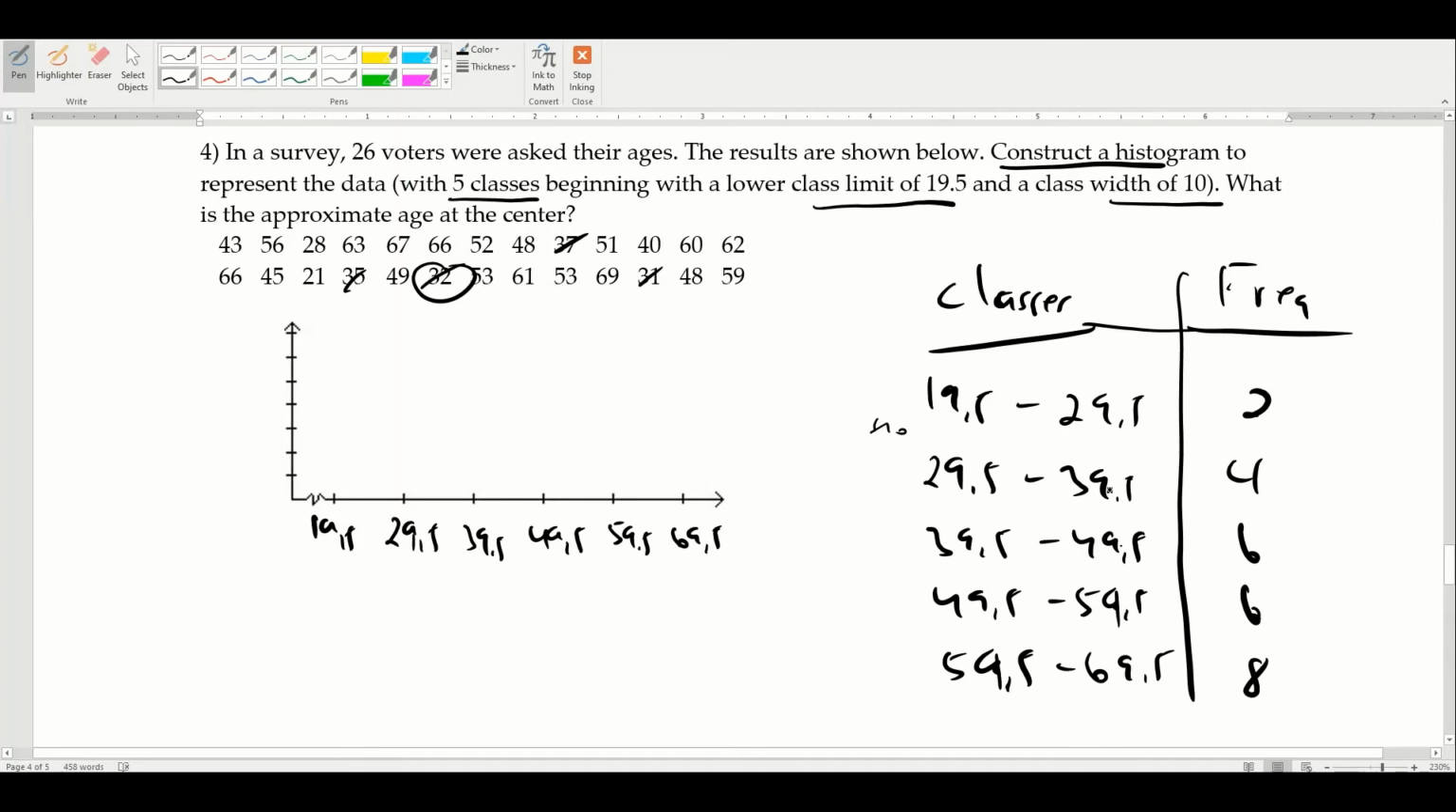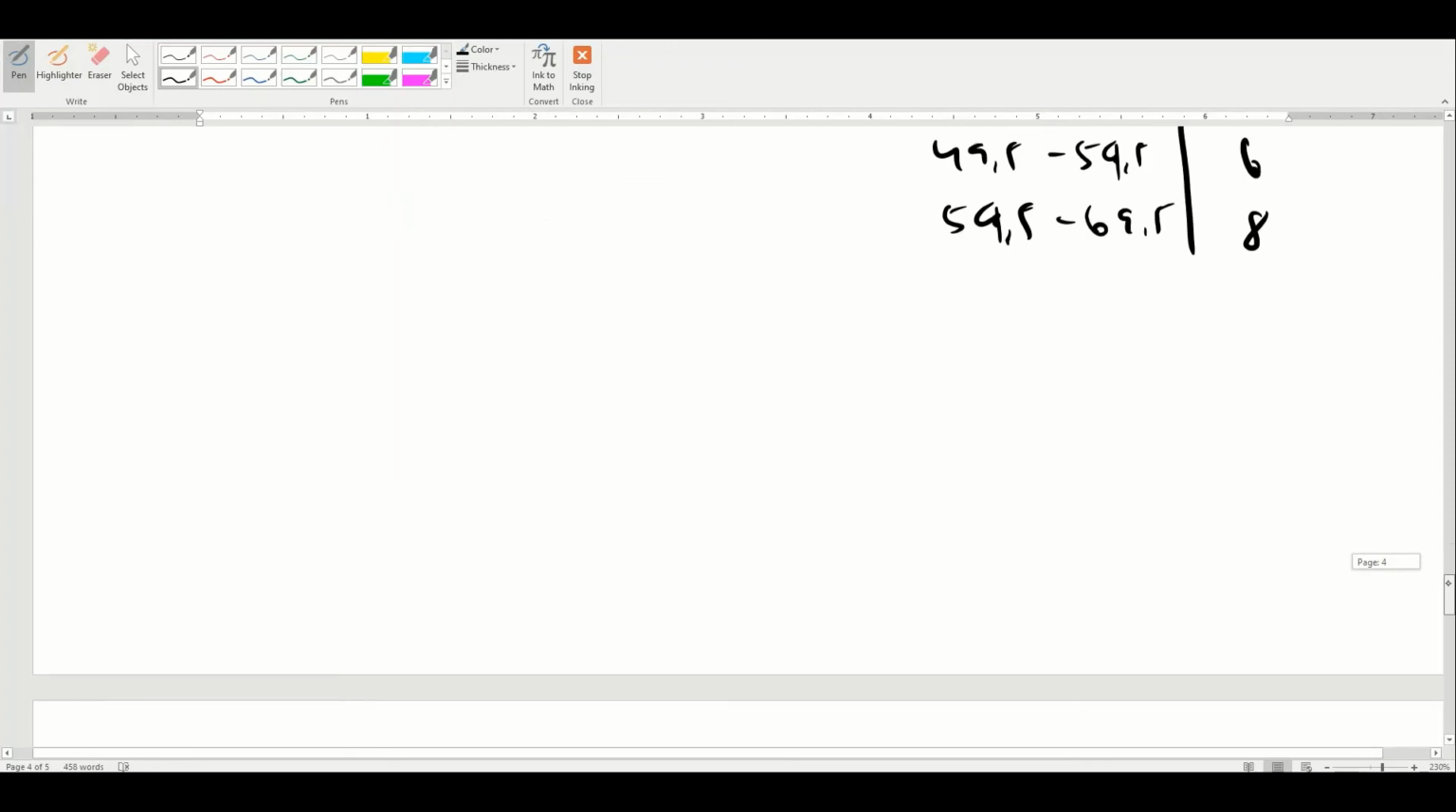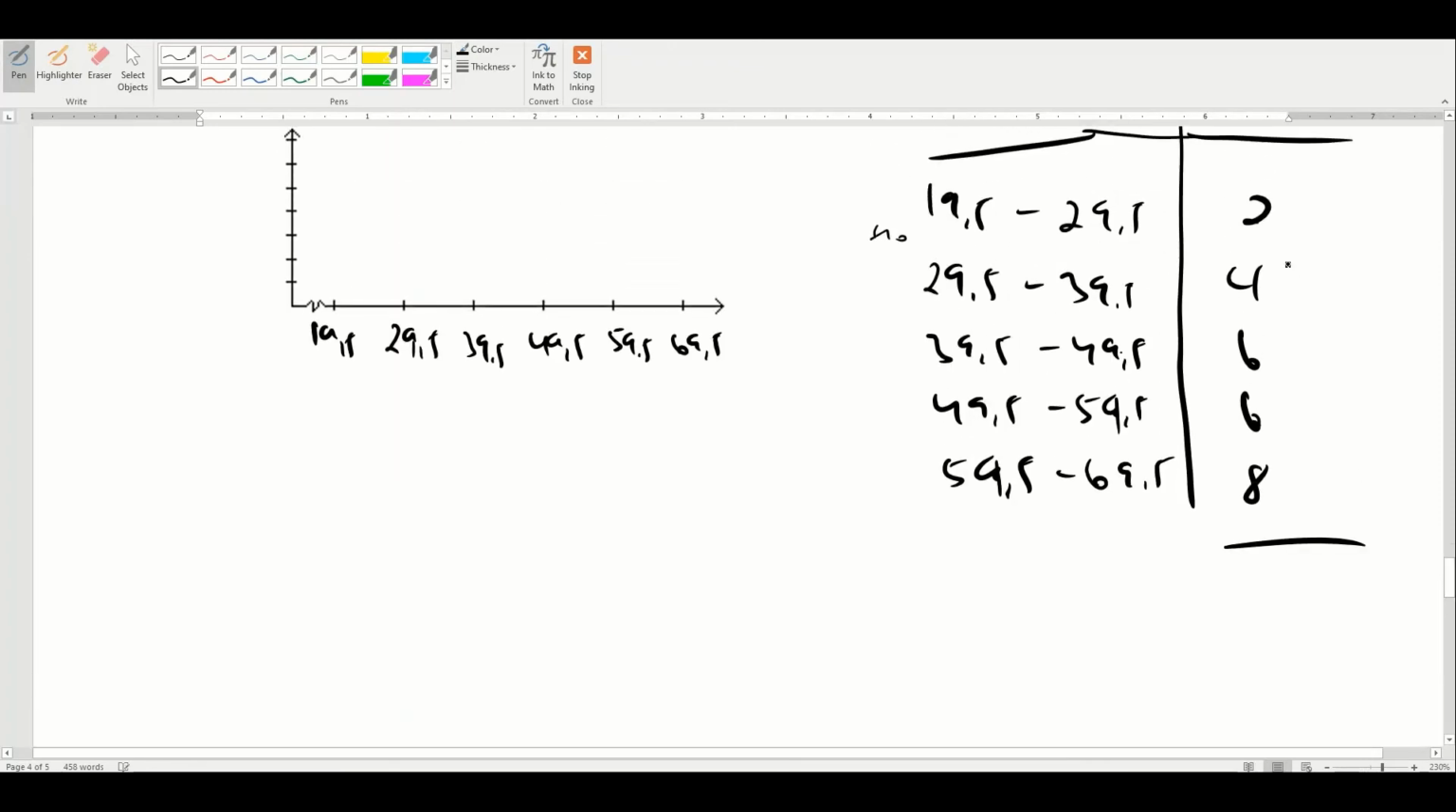There's 26 voters, and I always do this. This is another way to catch myself. I want to add these up. 2 and 4 is 6, 6 and 6 is 12. 12 and 6 is 18, 18 and 8 is 26. You know, just do it this way. 8 and 6 is 14, 14 and 6 is 20, 24, 25, 26.